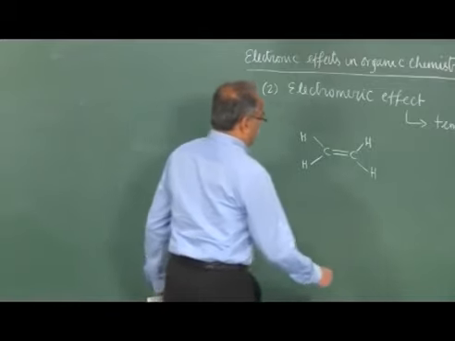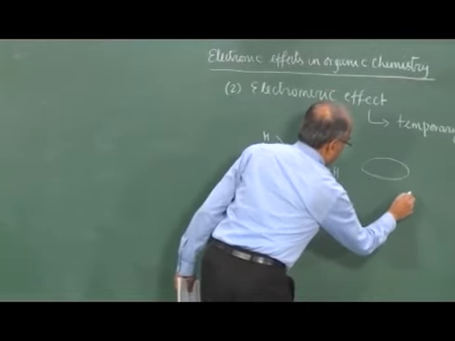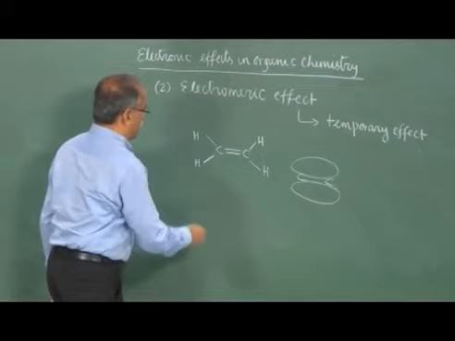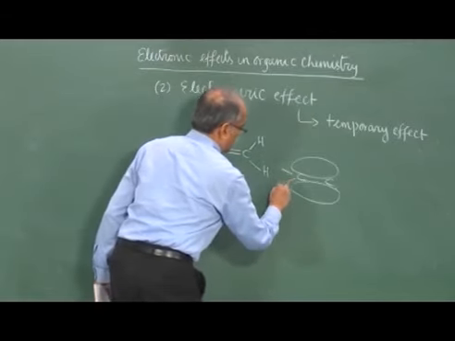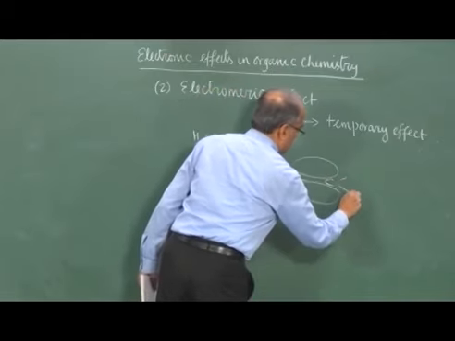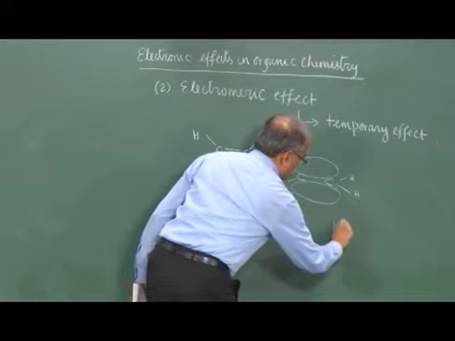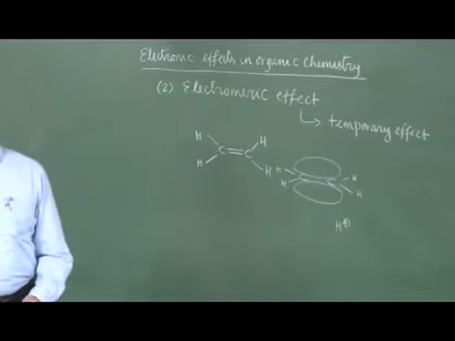Let us say, for example, the electron density map, if you were to draw for the ethylene molecule, this would be the electron density. There will be a pi cloud above and below the plane containing the 4 hydrogens and the 2 carbons. Suppose a proton is approaching this molecule. In other words, ethylene is put in an acid, which is sulfuric acid, let us say.